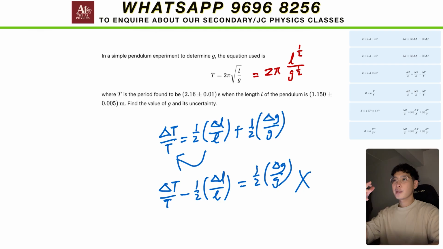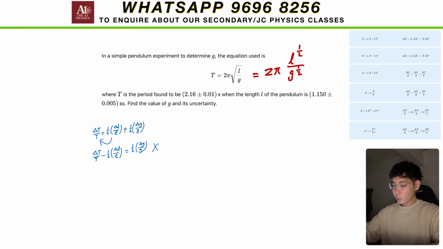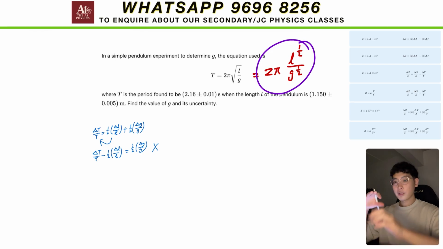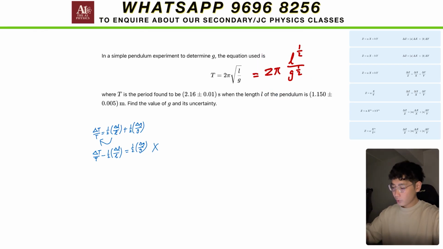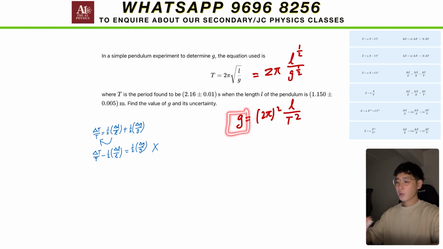So the key to solve these questions involving uncertainty is to always make the one that you want to find the subject of the equation, right? So let me show you the correct way to do this question. What we want to do is make g the subject of this entire equation. So over here we'll get g equals 2 pi squared times L over T squared, right? That's what we want to do.